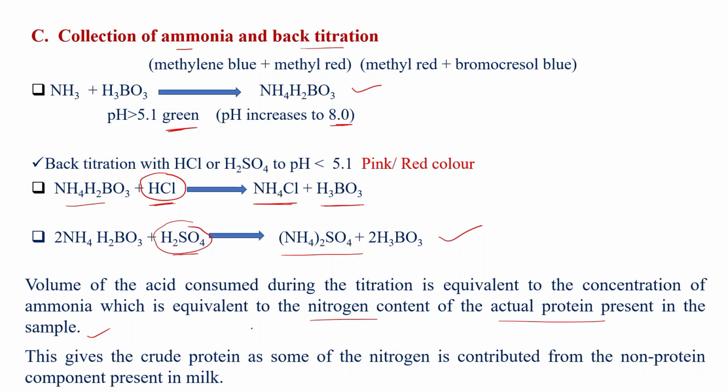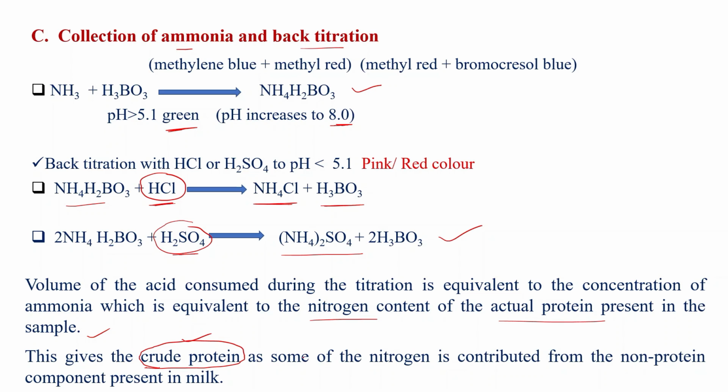But here to say that the more the volume of acid used, the higher the titer value, this means that more of the ammonia has been released, indicating that more of the nitrogen content is there in the protein sample. Now this gives the crude protein. The most important point is that the protein which we are getting is called crude protein.